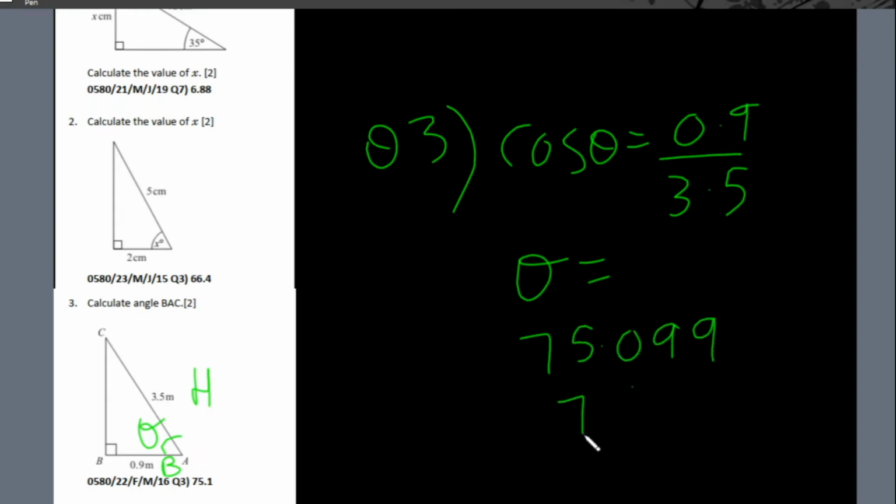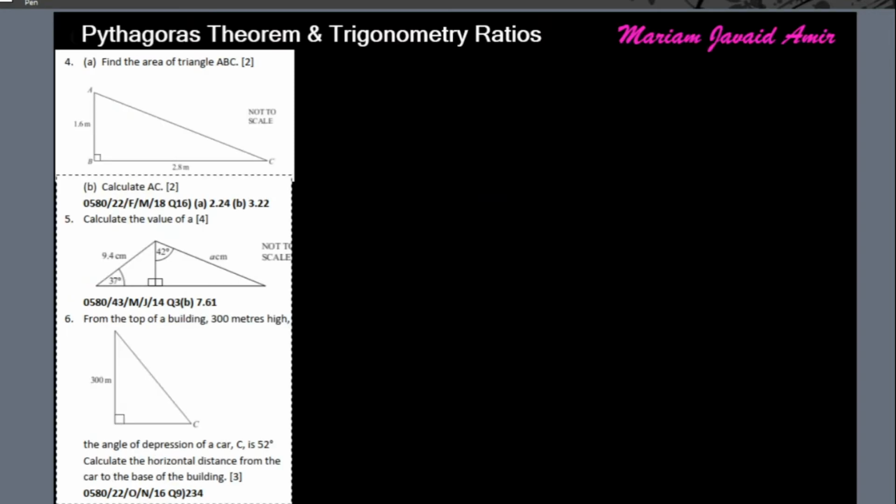75.099. So the rounded off answer correct to 1 decimal place is this. Angles are always rounded to 1 decimal place. Lengths etc. are always rounded to 3 significant figures if the answer is not exact. Question number 4.